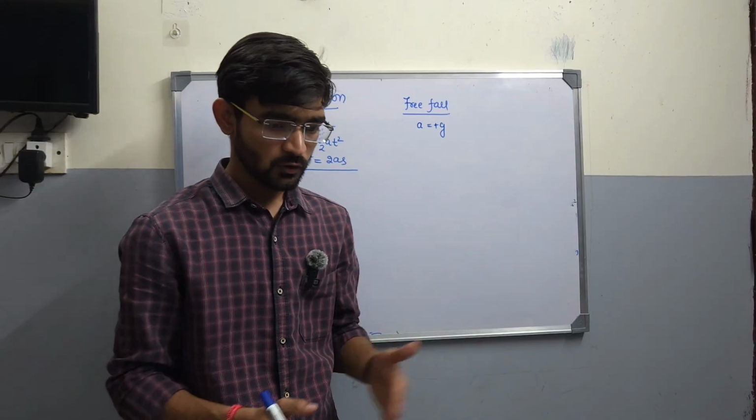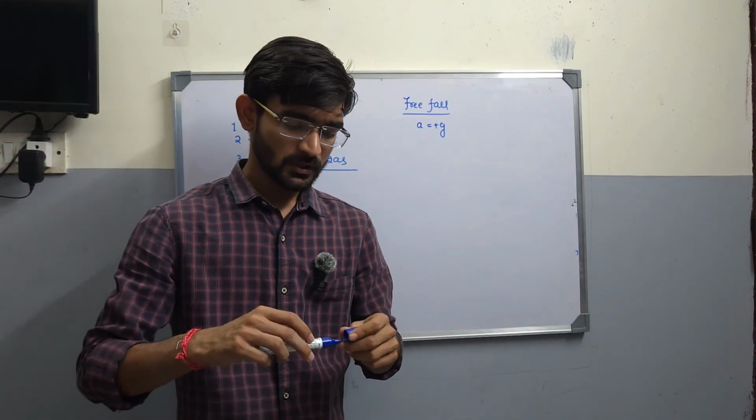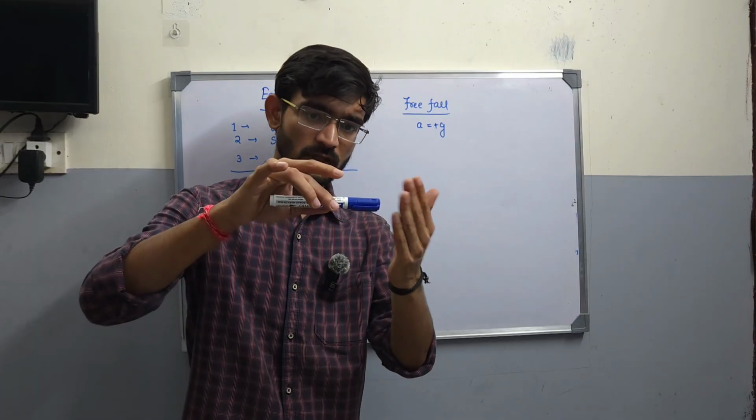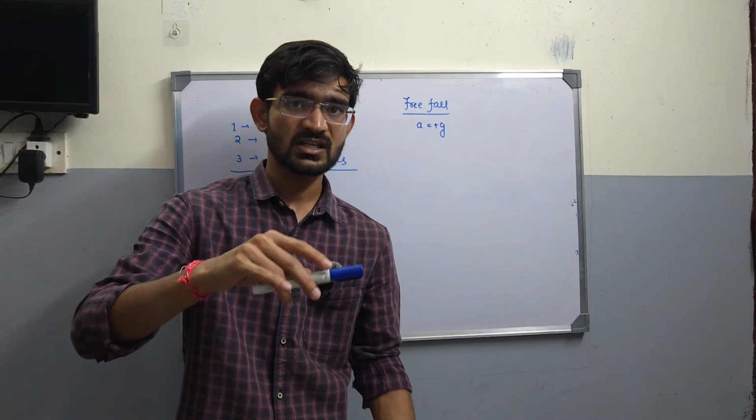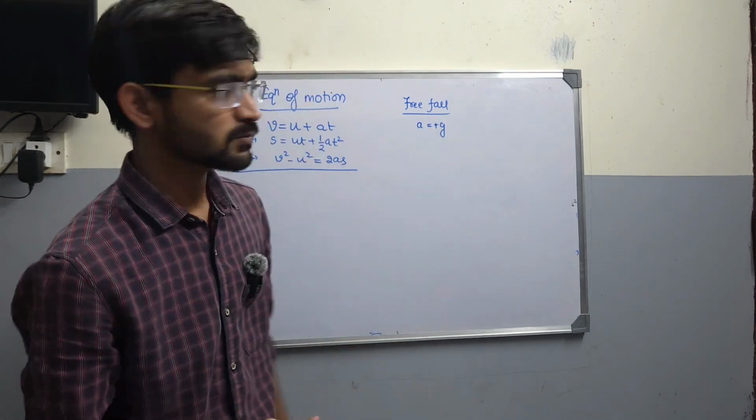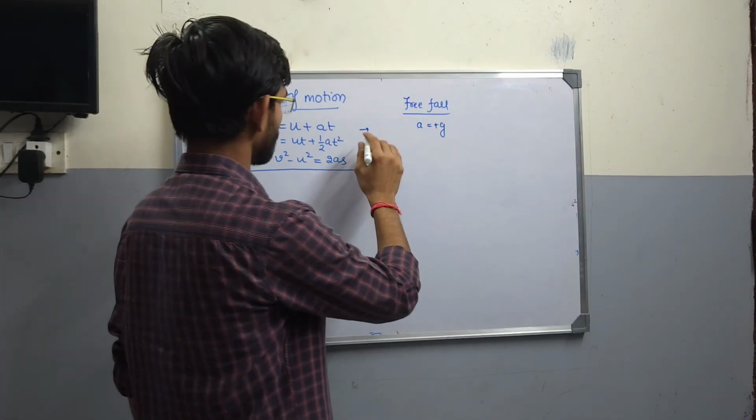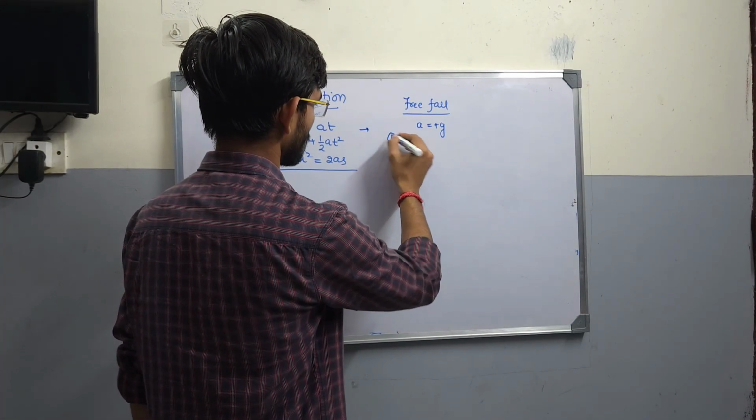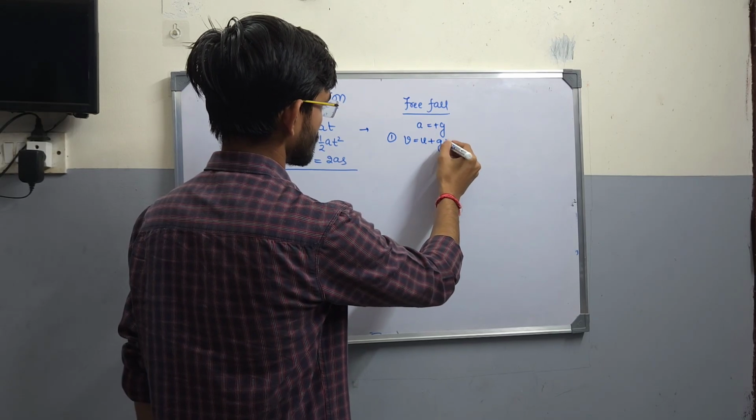Why positive? Because the particle is undergoing acceleration. Suppose I am dropping this marker from this position, so it is at rest, and then its velocity increases and it is going towards the center of Earth. So we will take acceleration as positive g. Now change these equations for free fall. I can write the first equation of motion as v equals u plus gt.